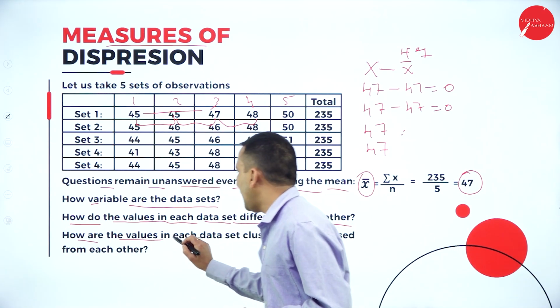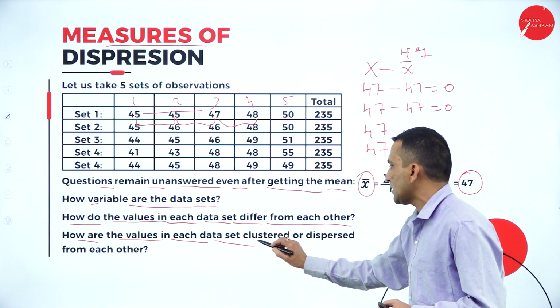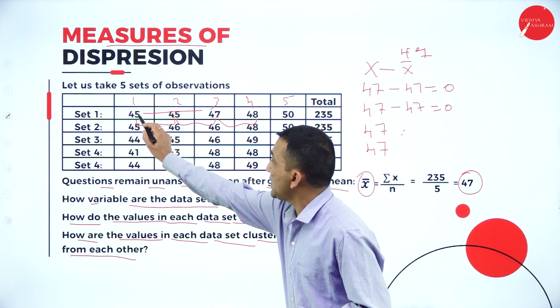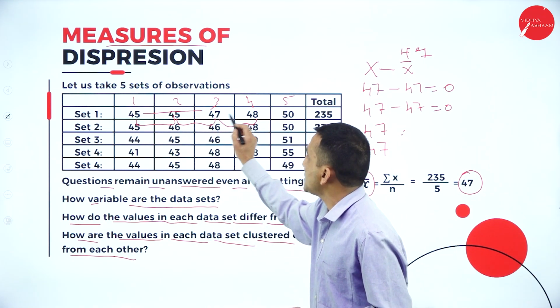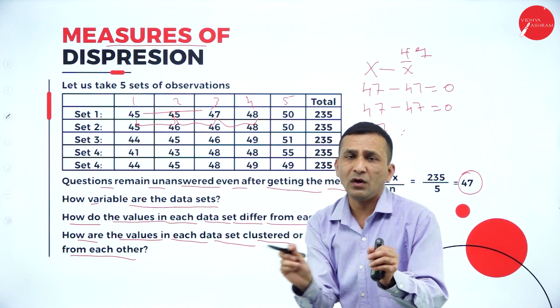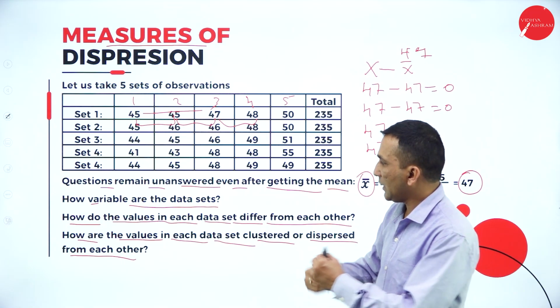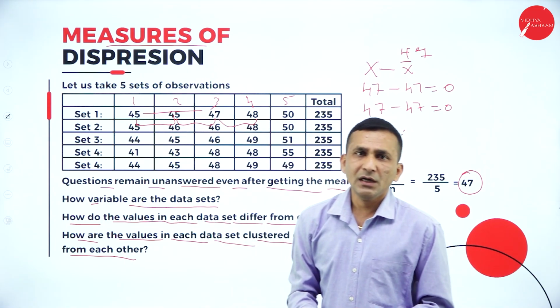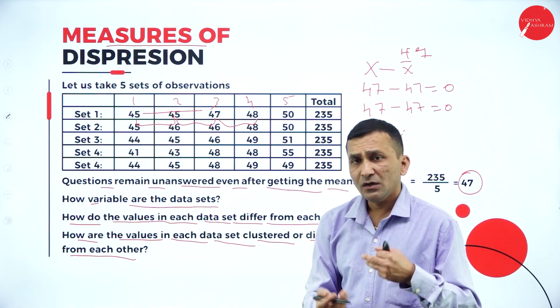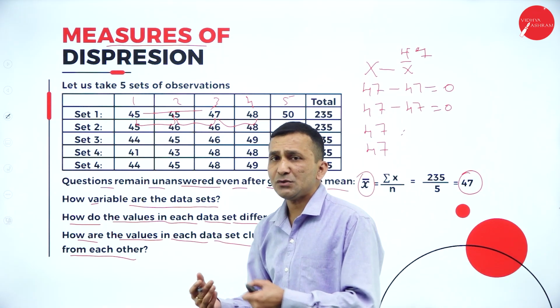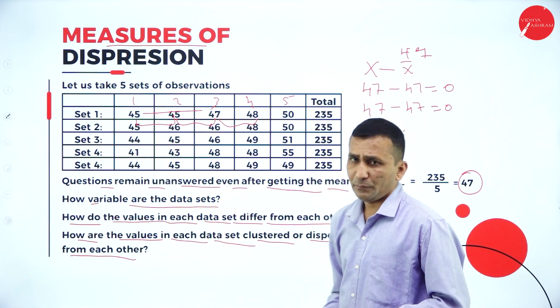So how are the values in each data set clustered or dispersed from each other? For example, 45, 45, 47, 48. Now the differences, what variations we are finding, we are not able to find out the variation. For that reason, we are trying to do the measure of dispersion, absolute or relative. We will get more clarity when we do a problem.